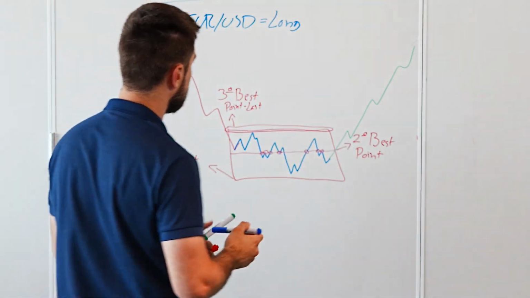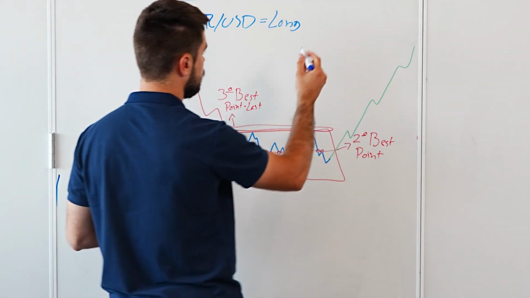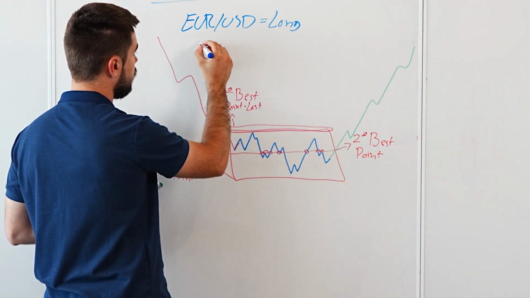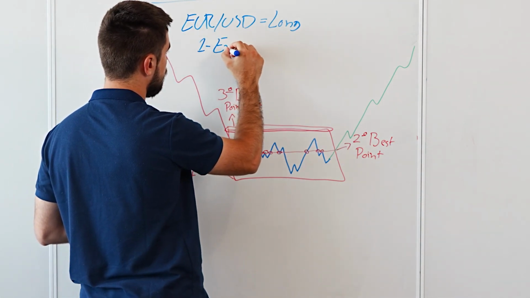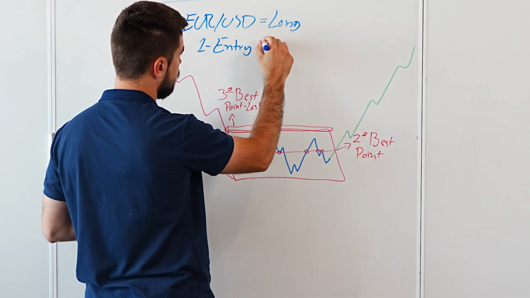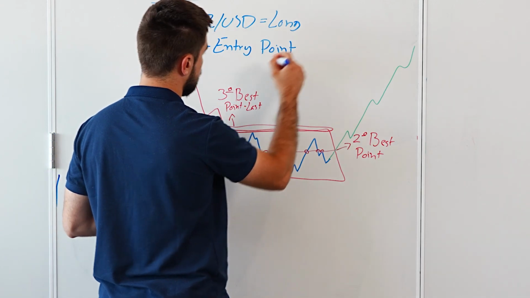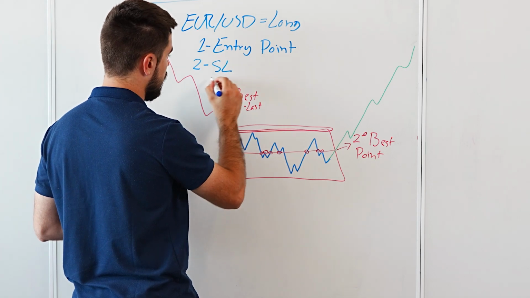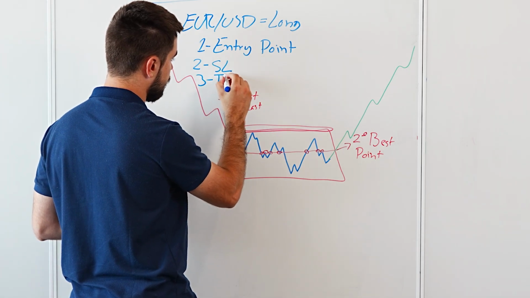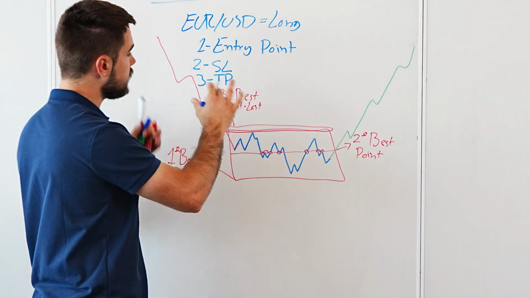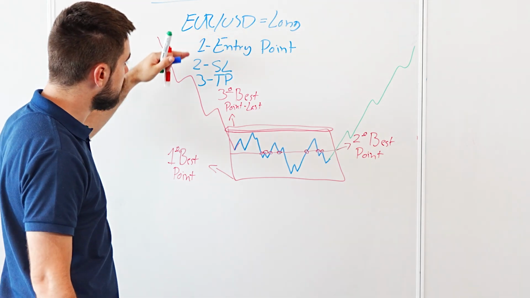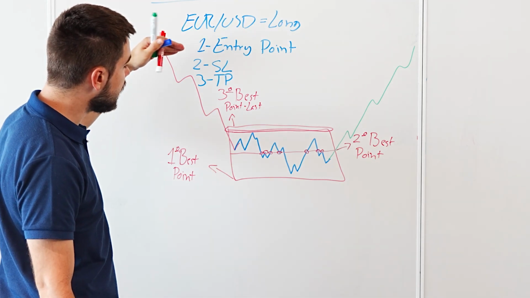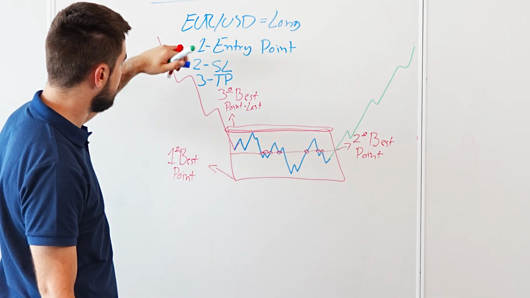Okay, so let me note this down here. So entry point, the second one is the stop loss, and the third one is the take profit. Okay, these are the most important things, I would say, of an entry model.